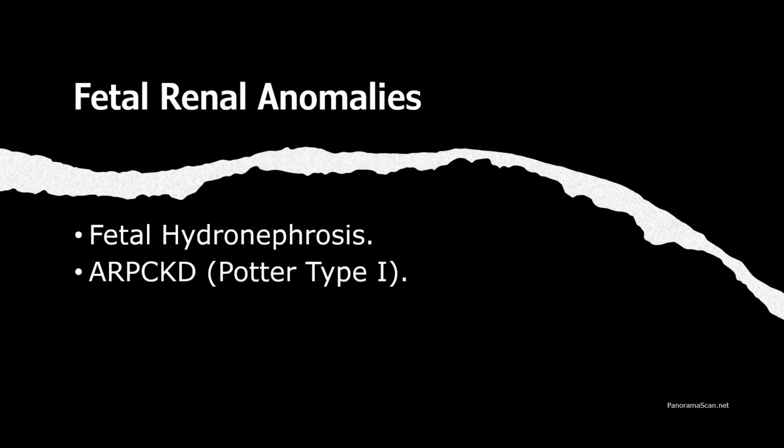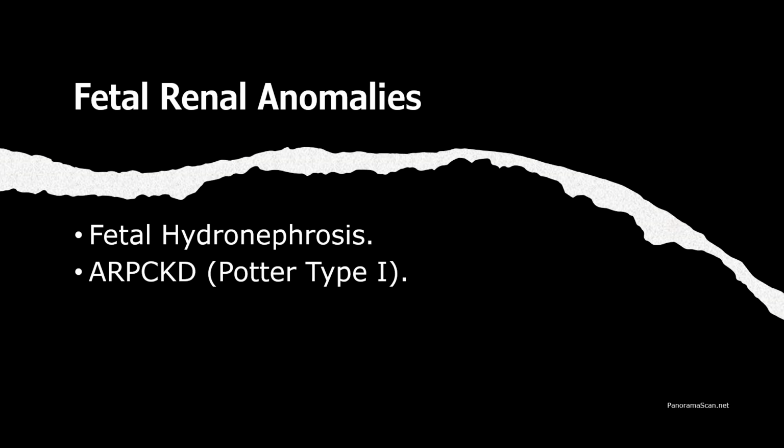In this section, we will explore fetal renal anomalies, focusing on two key conditions: fetal hydronephrosis and autosomal recessive polycystic kidney disease, also known as Potter type 1. Fetal renal anomalies can significantly impact kidney function and overall fetal health.